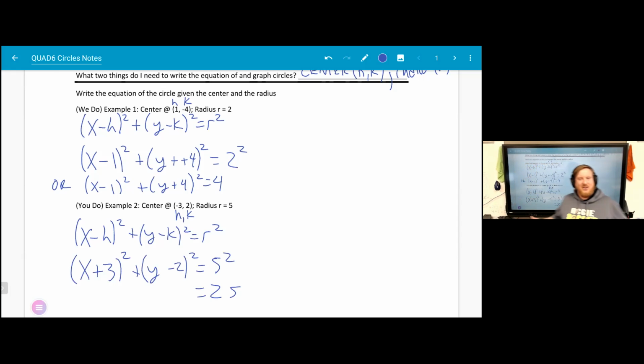Let's see what that next part looks like here. Again, that's it. Don't square anything out. Don't distribute, don't FOIL. That's literally it. Okay, let's look at our next part here.